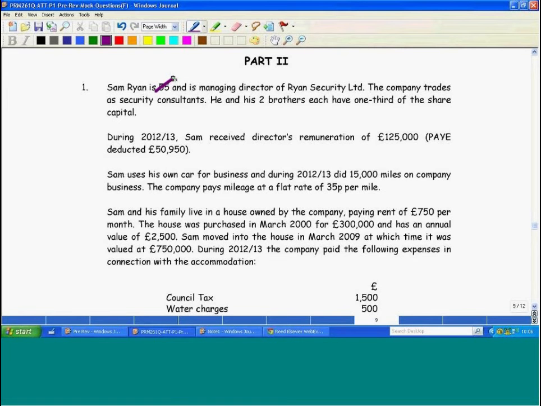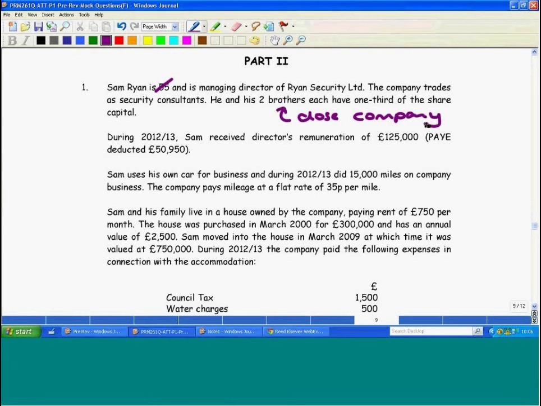Now, we're told he's a managing director of Ryan Security Limited. The company trades as security consultants. He and his 2 brothers each have a third of the share capital. Now, this is something that perhaps you would pick up on, perhaps not. But if we do have 3 individuals owning a company, this is what we would call a close company.